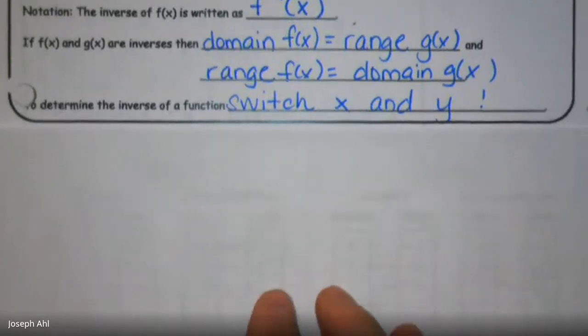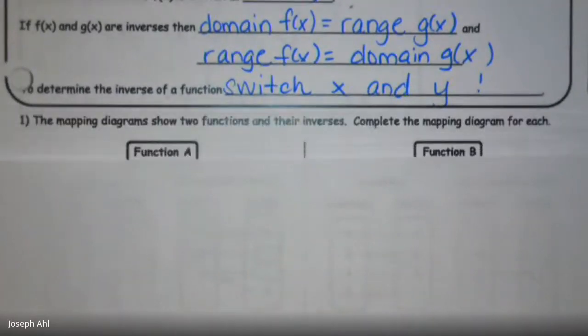So to analyze inverses a little bit further here, I have some examples below of some mappings. The mapping diagrams show two functions and their inverses. We're going to complete the mapping diagram for each. Go ahead and take a look at function A, function B. See if, based on what we just said as far as switching x and y values are concerned, switching that domain and range, go ahead and fill in the missing parts of those mappings, and then we'll make some conclusions about it.